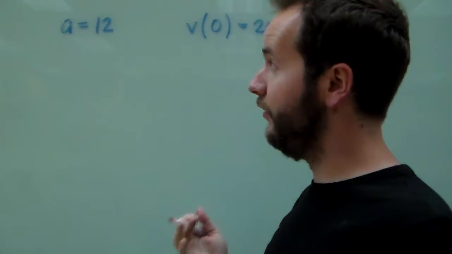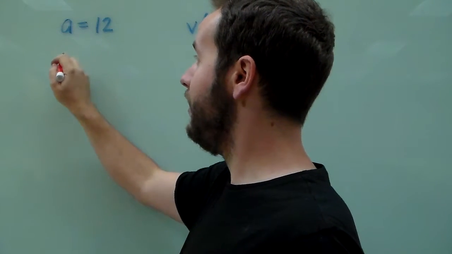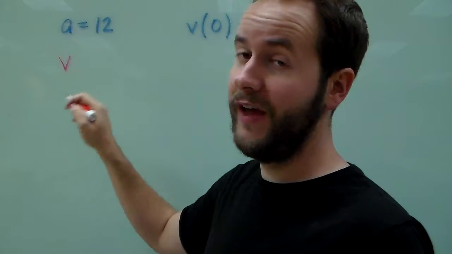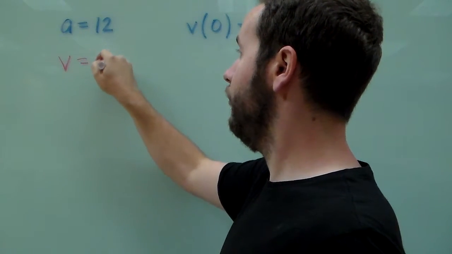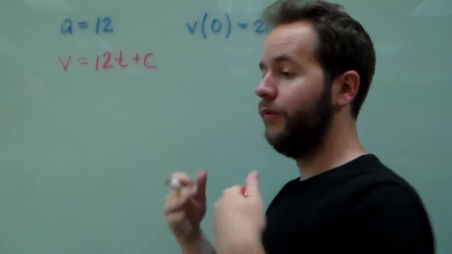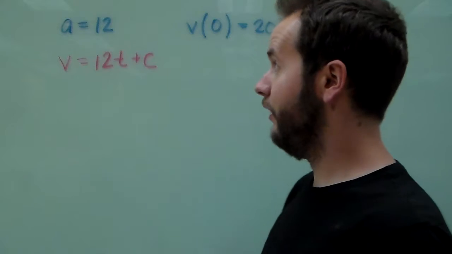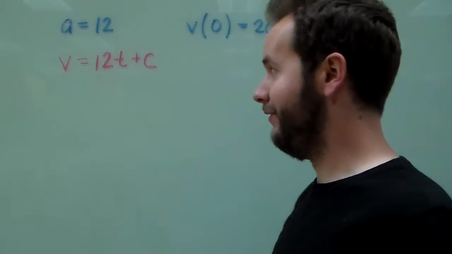Now we can easily get our velocity function from this. So let's integrate. If we take the antiderivative of a, we would get v. The antiderivative of acceleration is velocity. 12t plus c. So we're given an acceleration. Once we know an acceleration, we can take the antiderivative to get velocity. Antiderivative of 12 is 12t, but don't forget the plus c.